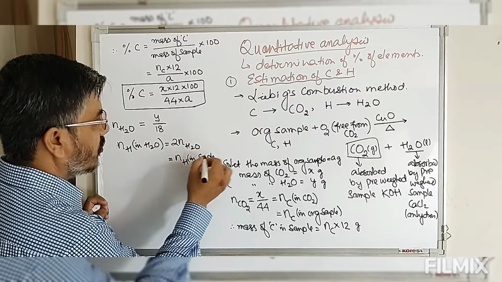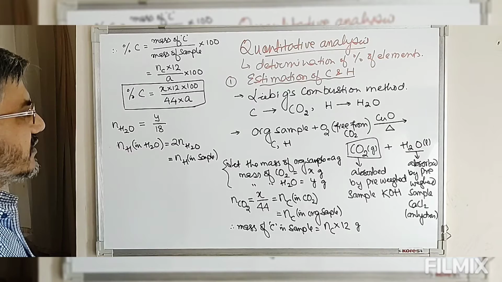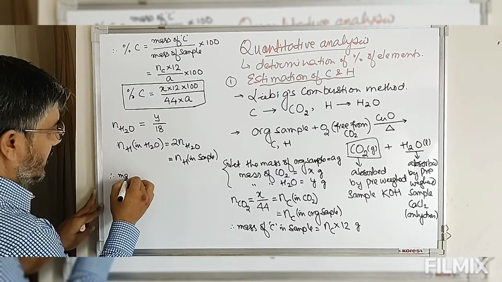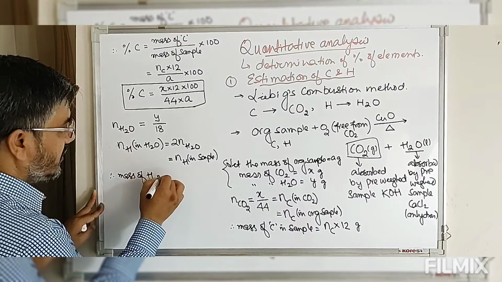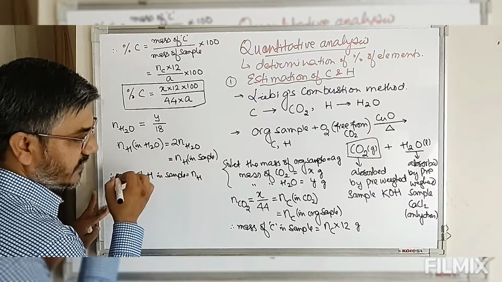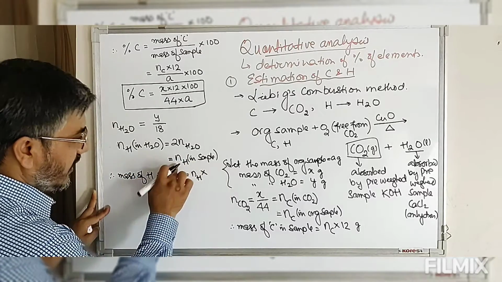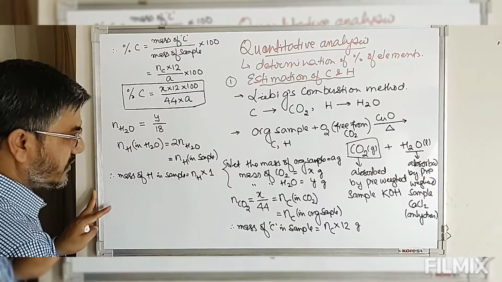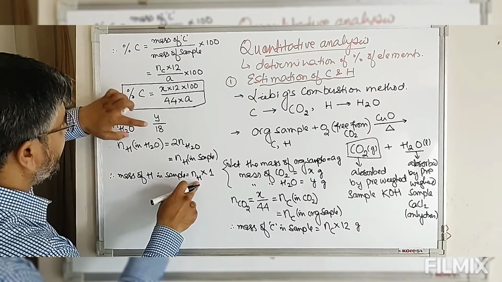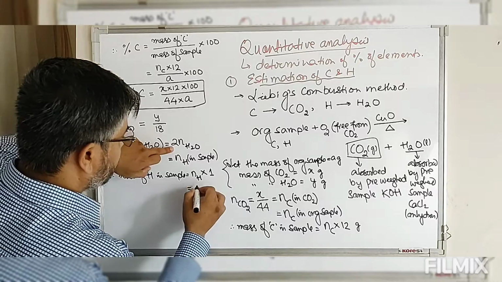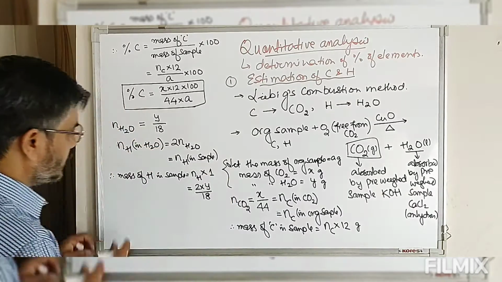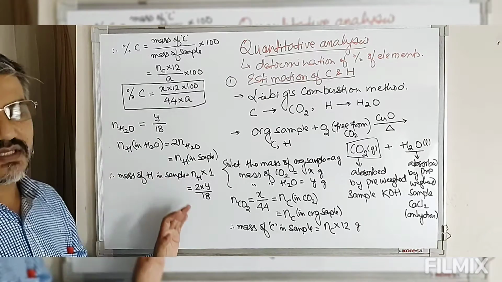So once we have the number of moles of hydrogen in the sample, we can define the mass of hydrogen in the sample. So the mass of hydrogen in the sample, meaning in the given organic compound, is equal to the number of moles of hydrogen in the sample multiplied by its atomic mass. The atomic mass of hydrogen is 1. Now look at this. The number of moles of hydrogen is 2 times the moles of water, so this is 2 into Y divided by 18, into 1. This is the mass of hydrogen present in the organic sample.